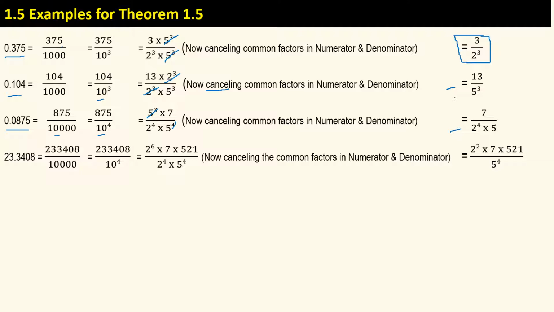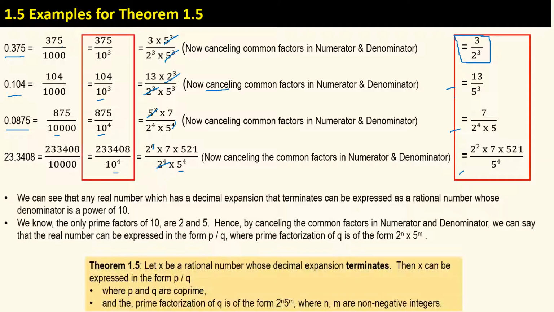23.3408 can be written as 233408 divided by 10 raised to power 4, which can be written as 2 raised to power 6 multiplied by 7 multiplied by 521 divided by 2 raised to power 4 multiplied by 5 raised to power 4. Cancelling out the common factors, we shall be left with 2 raised to power 2 multiplied by 7 multiplied by 521 divided by 5 raised to power 4.